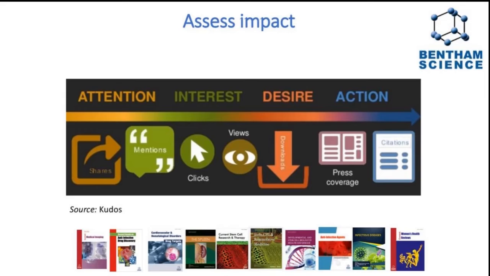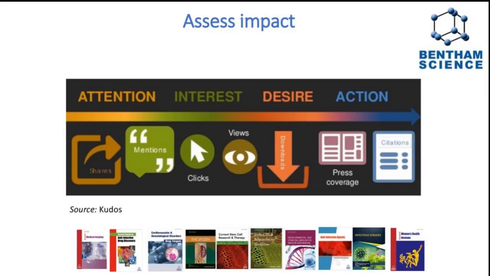This image comes from Kudos, which is a great organization that also provides lots of resources in this kind of area. And you are looking, as a researcher, at the attention, the interest, the desire, and the action that people have when they engage with you as a brand, as a researcher, as a person producing excellent academic work.